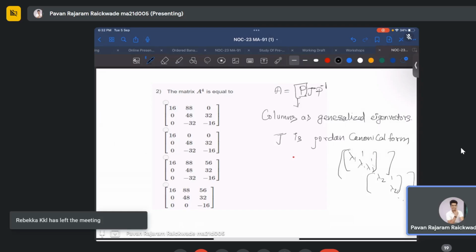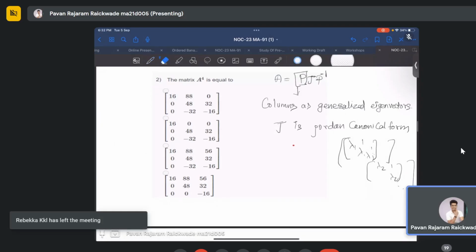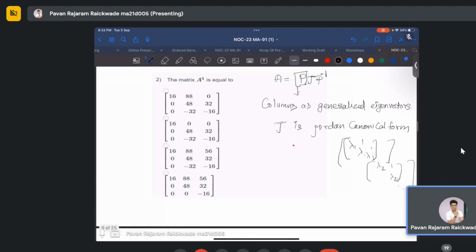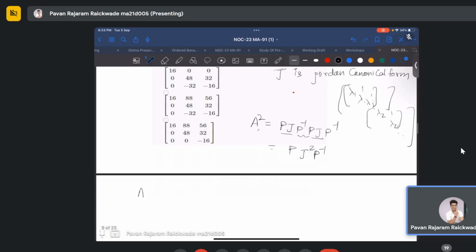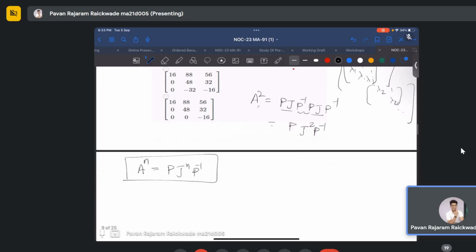Yeah, okay, good. So once you have a Jordan decomposition, if I do the square now, what will I get? This is A, this is A. This middle term gets cancelled. So from this you can say A power n for a natural number n is just P times J power n times P inverse. That's all.